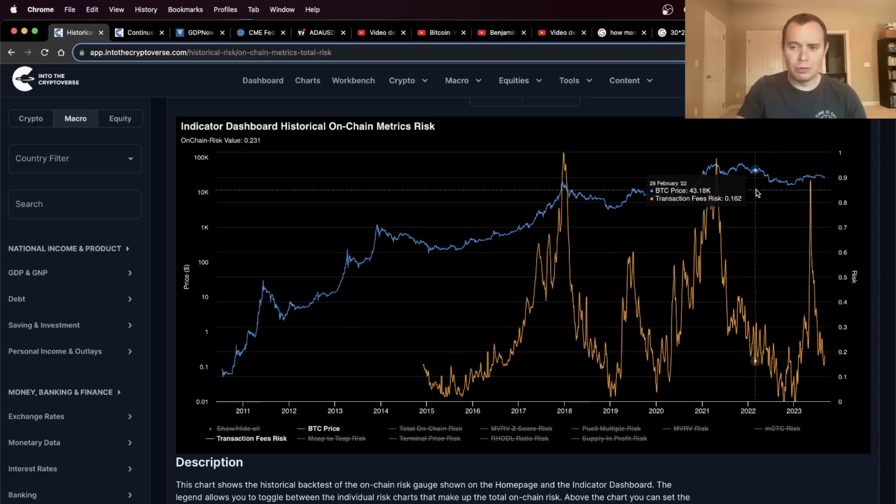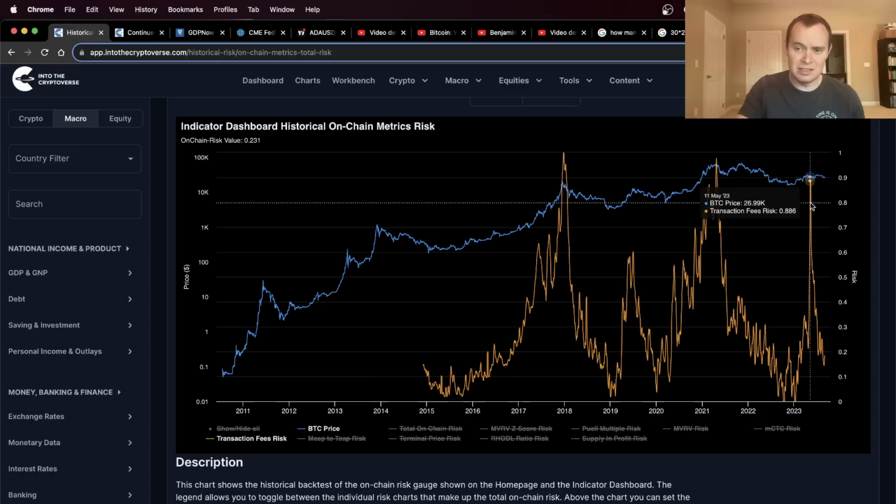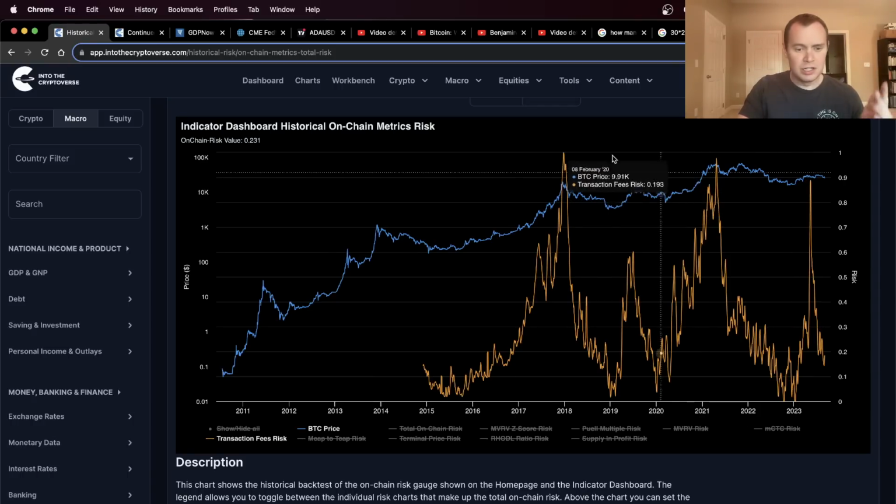So some of these things went up quite a lot. Like, transaction fees risk went all the way up to the 0.9 risk band, near the highs. And a lot of times when this one goes up to that level, it tends to mark the highs. This time hasn't been any different so far. So just something to think about.